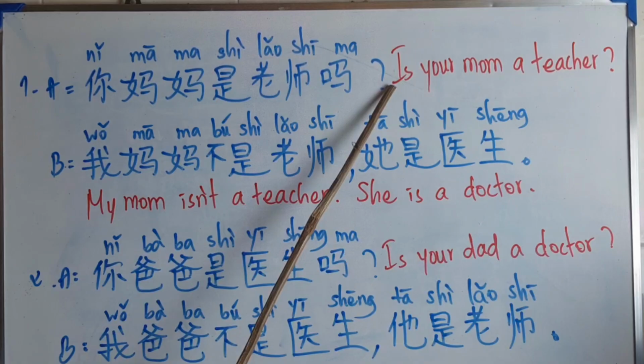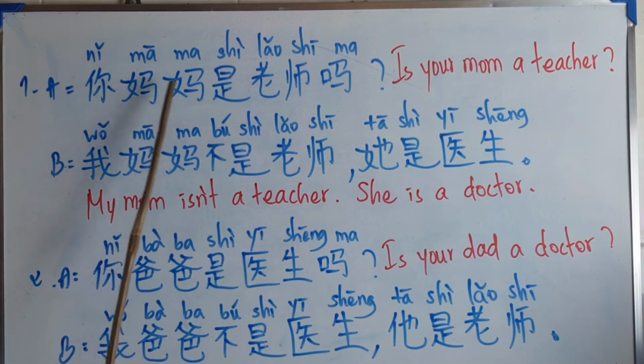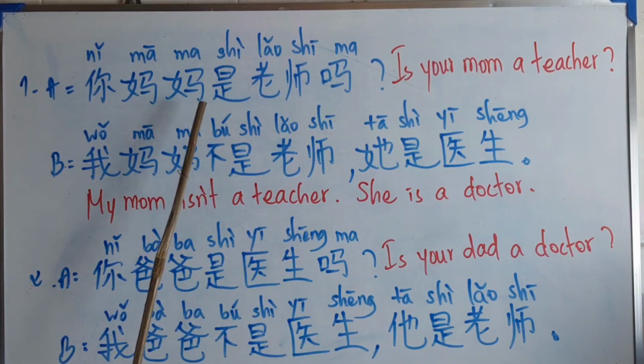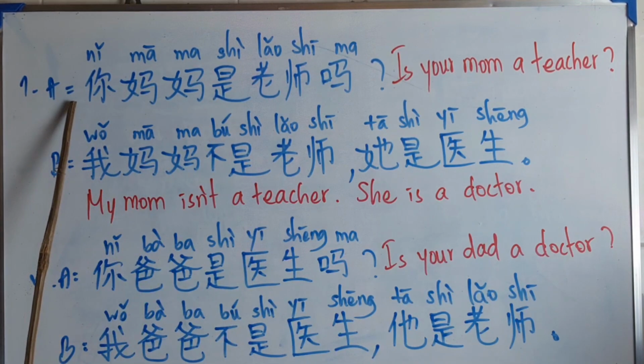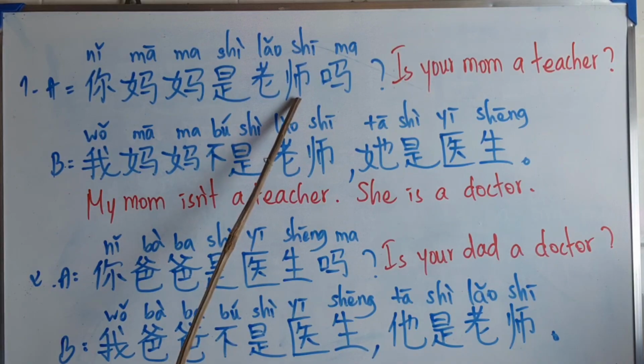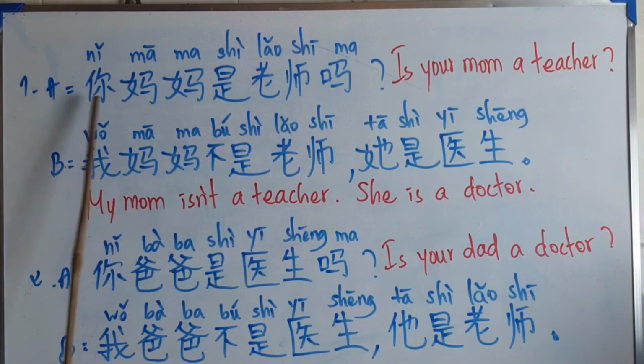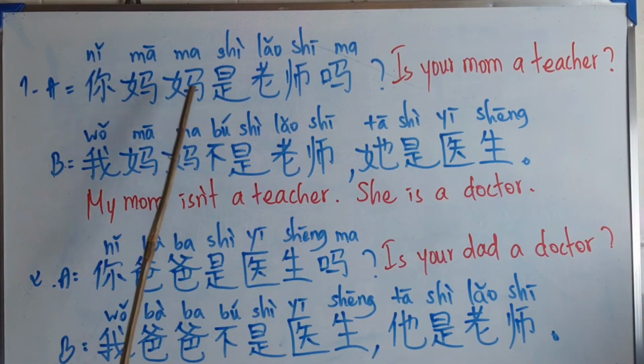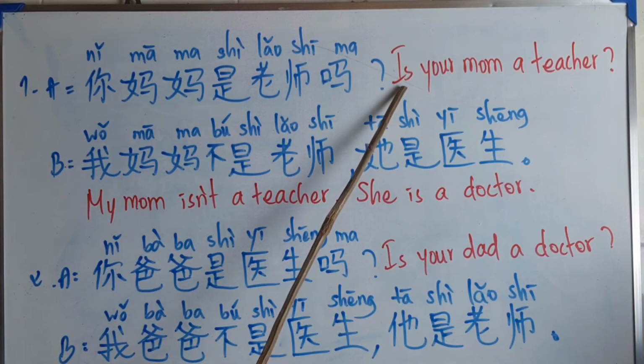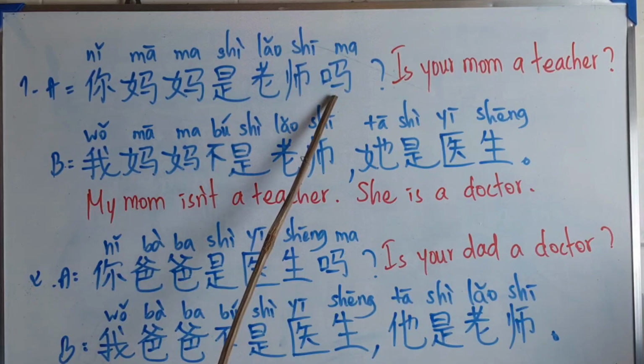So if we want to ask, is your mom a teacher? In Chinese, we say, 你妈妈是老师吗? In this question, you have to know that in Chinese, it's not very difficult to change the positive sentence to question. Because in a positive sentence, if we want to say, your mom is a teacher, we say, 你妈妈是老师. It means that your mom is a teacher. But if we want to change it to question, we just add only one word, the word 吗. So this sentence will become the question. 你妈妈是老师吗? It means, is your mom a teacher? So we add the word 吗 to make it question.